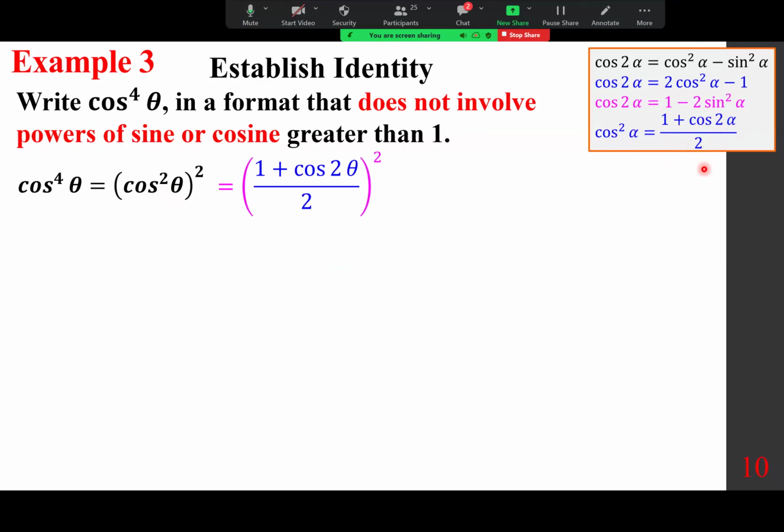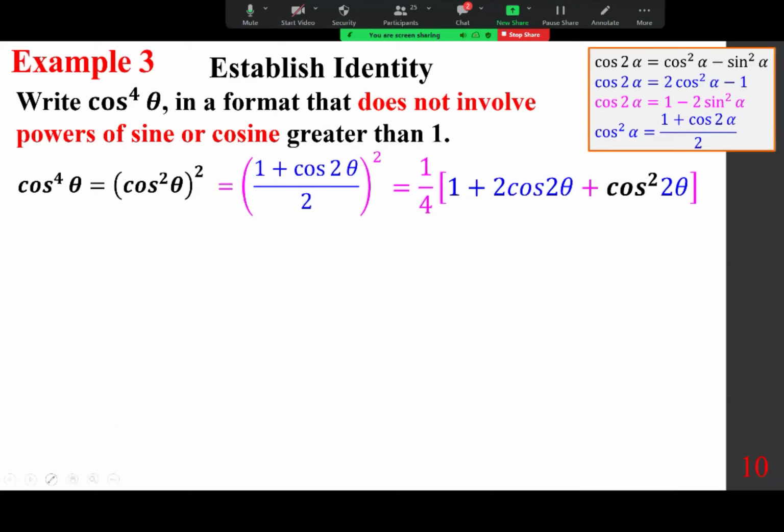We raise it to the power of 2. To raise this to the power of 2, first, understand this is 1/2. So 1/2 to the power of 2 is 1/4, and then deal with that. So 1/4 times, raise the top: 1 squared is 1, 2 times 1 times cosine 2 theta, and then cosine squared 2 theta. This 2 makes this 1/4 apply to everything.